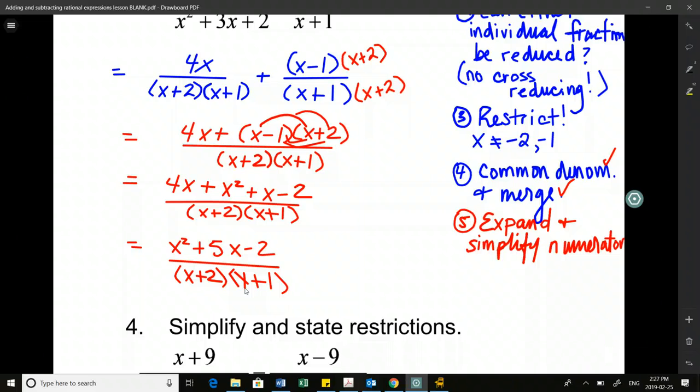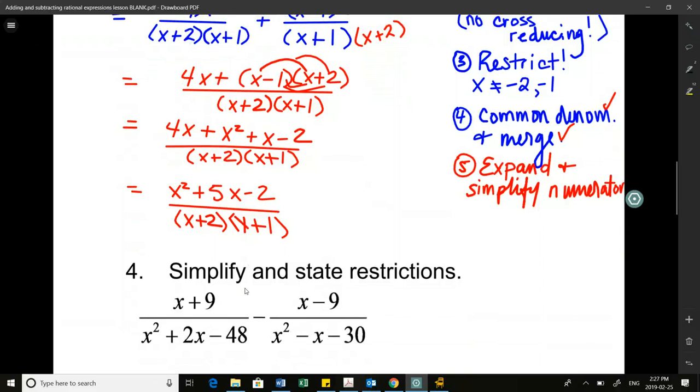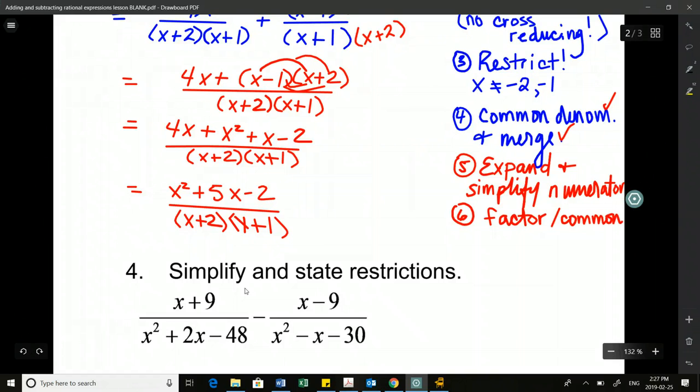Okay, and then the last step is kind of like a maybe you can or maybe you can't kind of thing. So once we've expanded and simplified the numerator, can we factor or common factor the numerator? If yes, you're going to do so. If no, you're done.